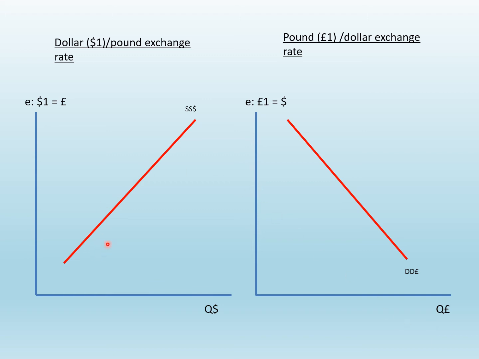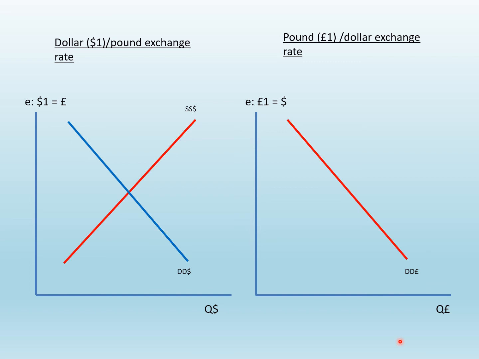On the one hand, you have Americans supplying dollars to buy British beer, but once those American dollars get into the UK, they have to be converted into pounds because at the UK brewery, we pay for the beer in pounds. So this supply of dollars here, the mirror image is the demand for pounds.